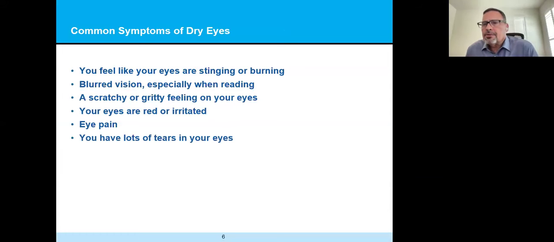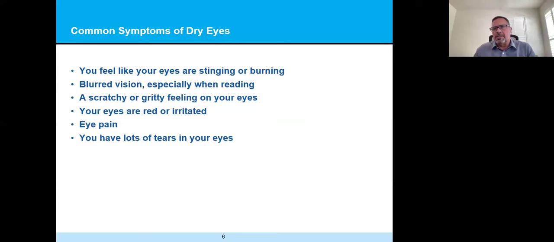Now, like we discussed, dryness is very common in patients with Parkinson's. Dryness is actually very common in aging patients in general, but it is particularly bothersome in patients with Parkinson's for the reasons that we have discussed already. These are some of the common symptoms that patients experience when the eyes are dry. There's burning or stinging, some blurred vision, especially when you're reading. There's a gritty sensation on the eyes. Sometimes they feel red or irritated. They can even become painful. And ironically, sometimes they're teary.